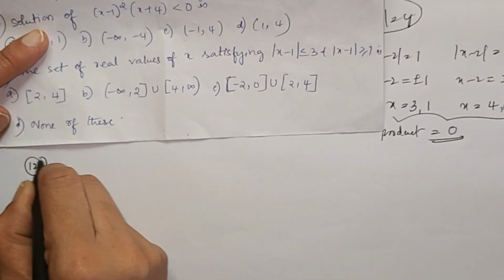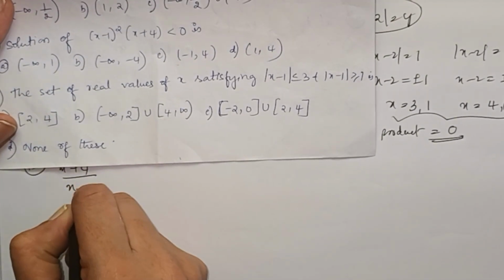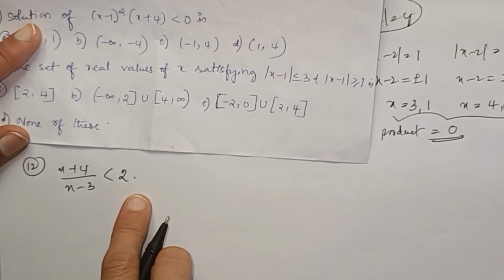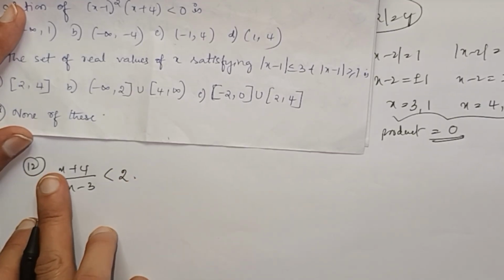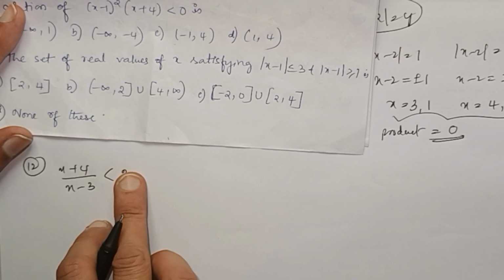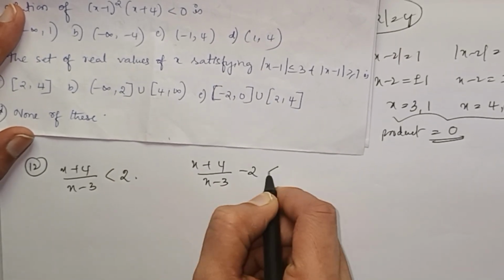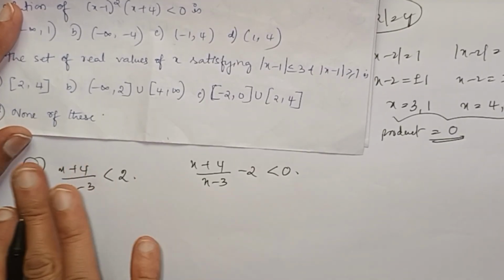See, 12th question. We need to solve this inequality: x plus 4 by x minus 3 less than 2. So we can apply the wavy curve method, but to apply the wavy curve method, you know that one thing is in the factors x must be first, that is there. But on the right hand side, it should be 0. So it is not so. x plus 4 by x minus 3 minus 2 less than 0. Don't cross multiply because it won't give you all possible solutions.